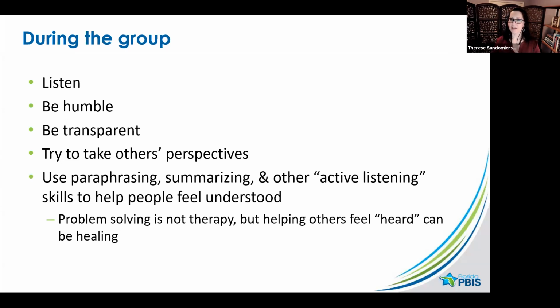So problem solving, focus groups, these are not therapy. We don't intend them to be therapy, but just simply the act of feeling like someone cares about your perceptions and that they're hearing your concerns, like internalizing your concerns, that by itself can promote healing for the folks involved.